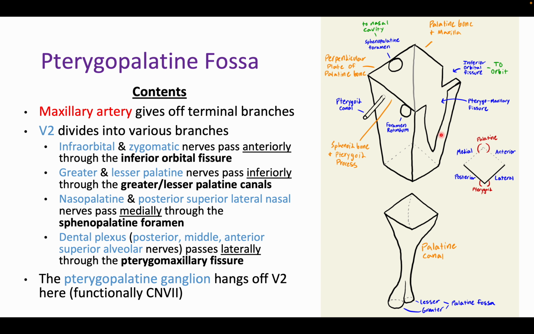And then we're also going to have the pterygopalatine ganglion. So remember when we were looking at the facial nerve, it's going to enter the pterygopalatine fossa, where it's going to functionally be associated with the pterygopalatine ganglia. But it's structurally associated with V2.